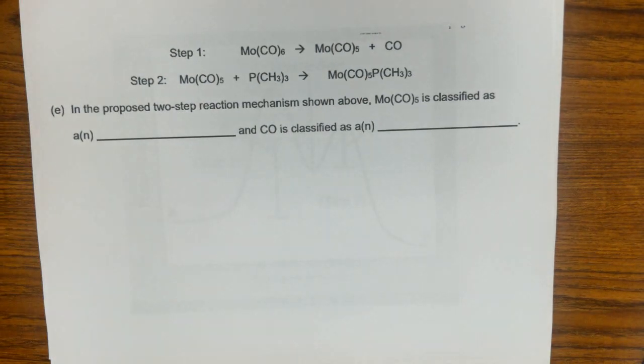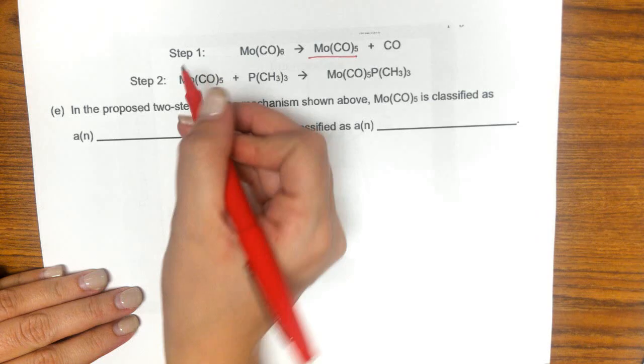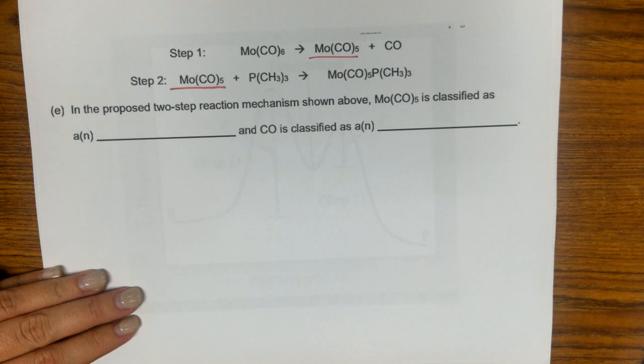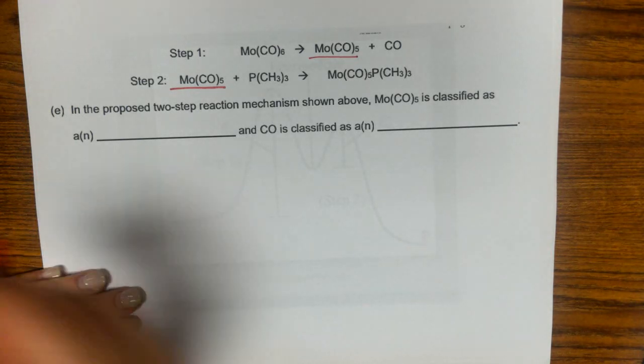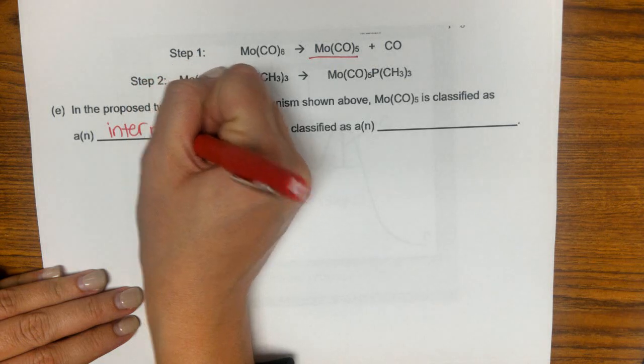So here we have another example of a two-step reaction. Looking at this, it wants to know what the MoCO5 is classified as. If I look at this reaction, I see it right here, and then I see it on the left side of the equation. So this is known as an intermediate. It gets made, and then it gets used.